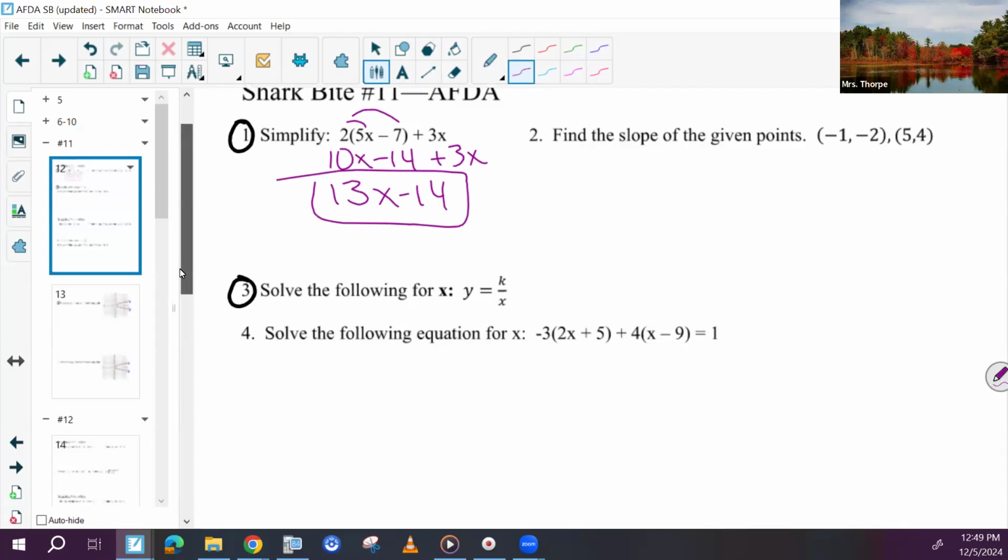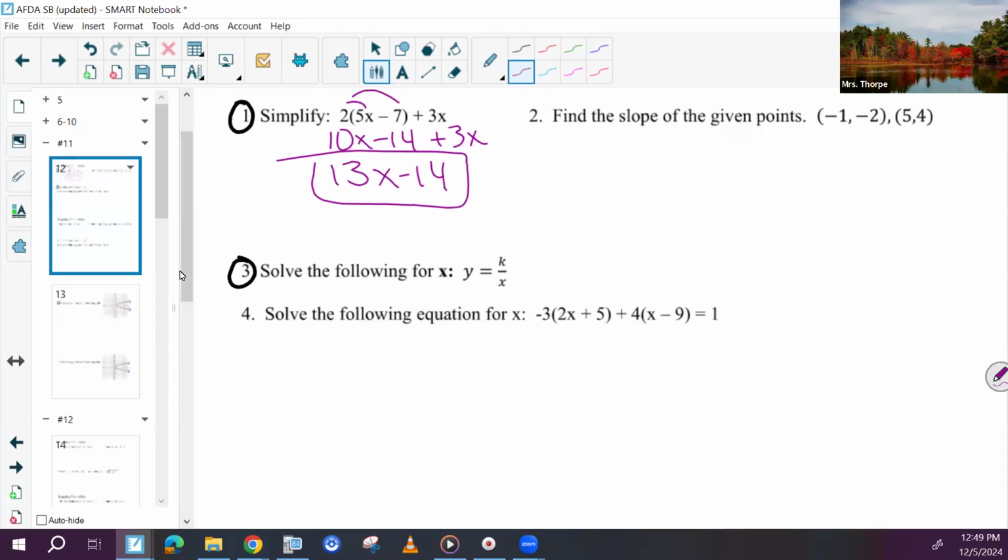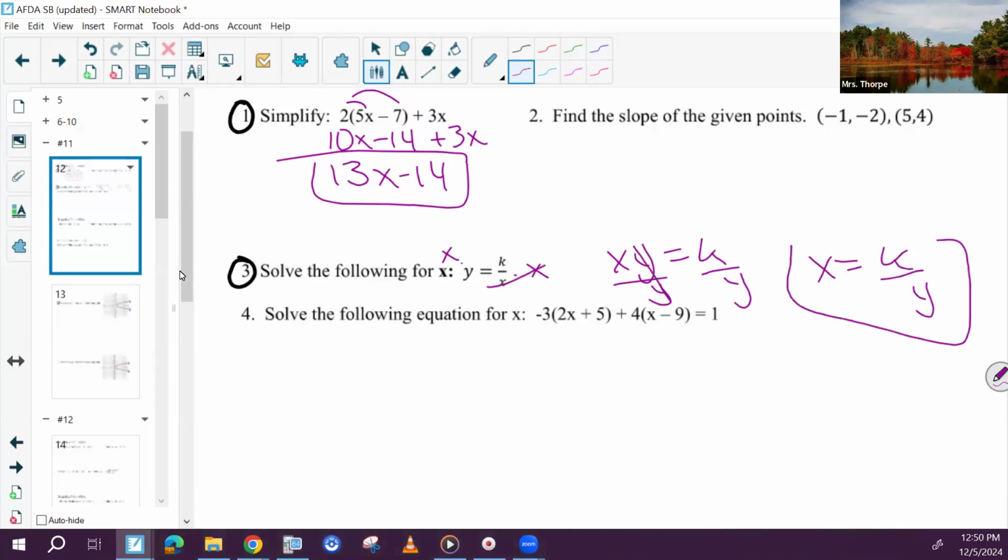Number 3, we're solving the equation for x. So to get x out of the denominator, I'm going to multiply it on both sides. And then to get x by itself, I'm going to divide both sides by y. So that x equals k over y. Questions on that one?